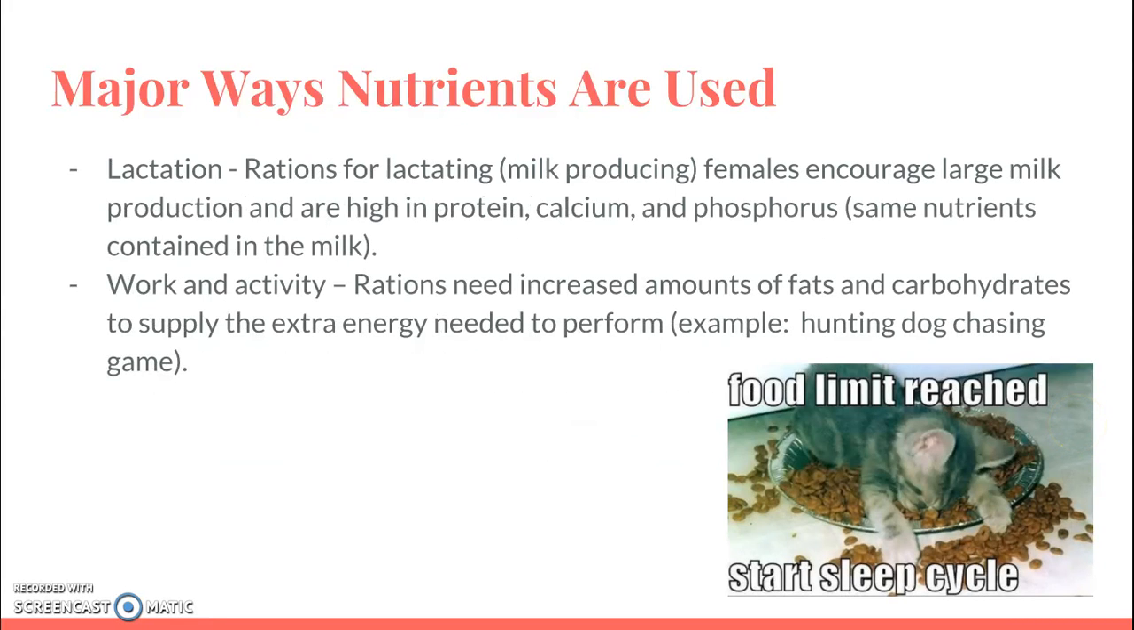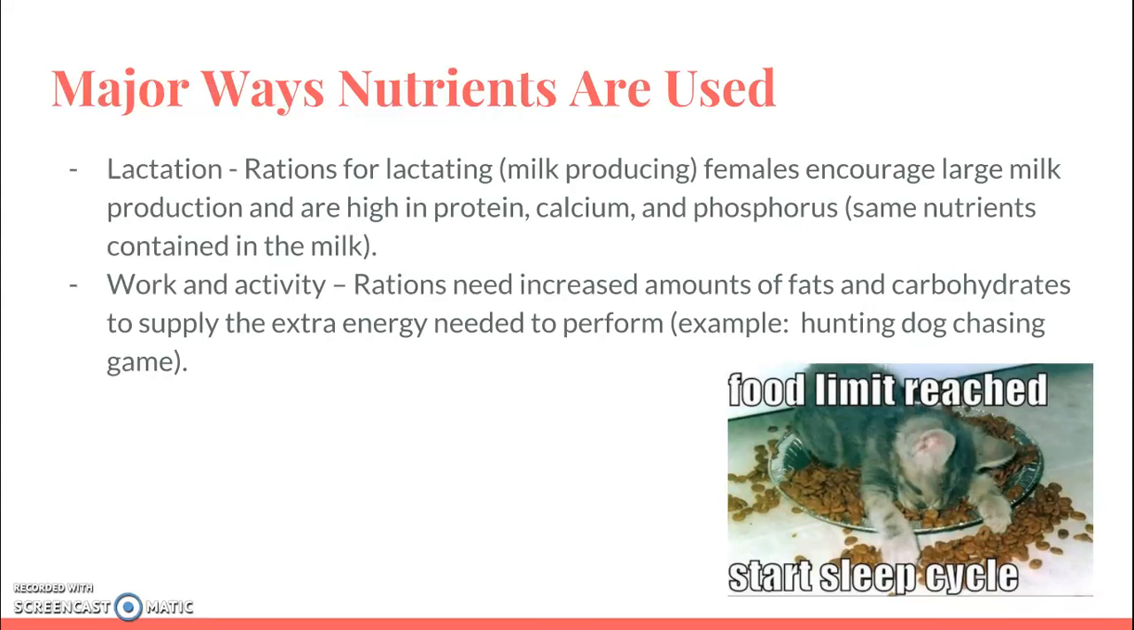Lactation rations, these are rations used for lactating mothers, okay, or milk producing females. This encourages large milk production. They're very high in protein, very high in calcium, very high in phosphorus. So these are the same nutrients that are contained in the milk. So you need to give her enough protein, calcium, and phosphorus to meet her basic needs, as well as ensure that those nutrients are high in value in her milk.